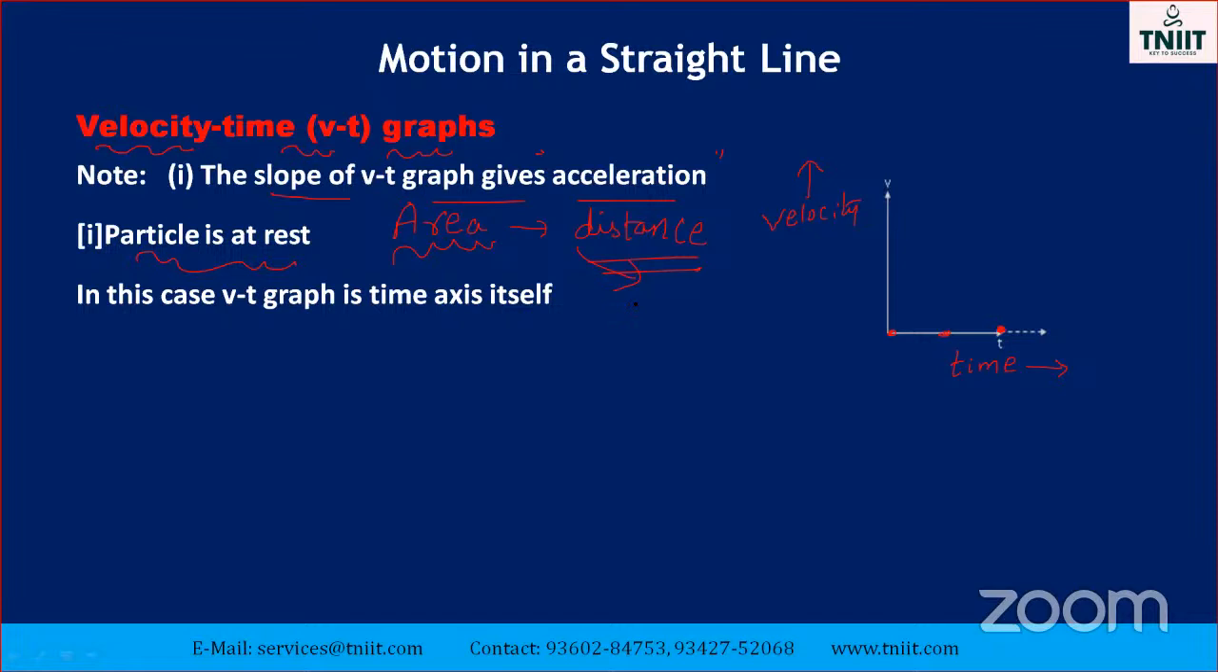So what does the area of the VT graph represent? The distance or the displacement.